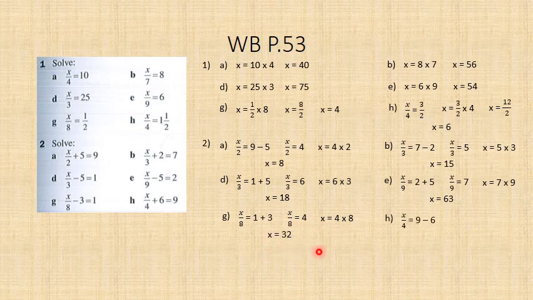Question H, it's x over 4 equals 9 minus 6, because of the inverse operation. So 9 minus 6 equals 3, and then multiply by the denominator, making the inverse operation, like here it's x divided by 4. So it's going to be 3 times 4 on the other side. So x equals 12.